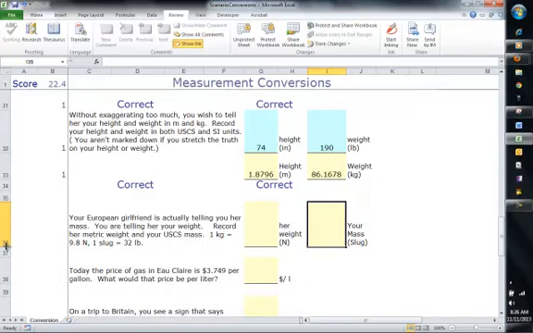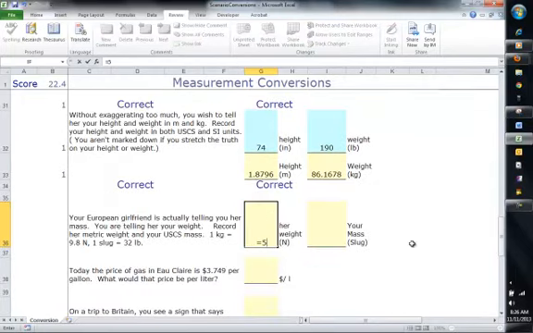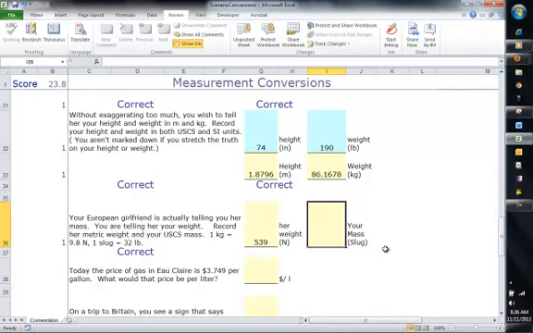Next one. Your European girlfriend is actually telling you her mass. You are telling her your weight. Now, 1 kilogram is 9.8 newtons. So we're going to take equals her mass, which she says is 55 kilograms, times 9.8. So she actually weighs 539 newtons. And that's why you don't want to say your weight, because it's a big number in the metric system.